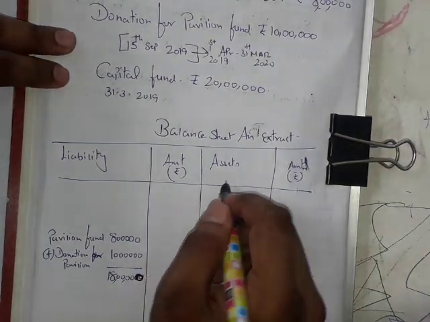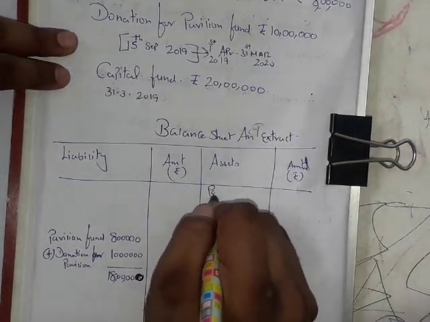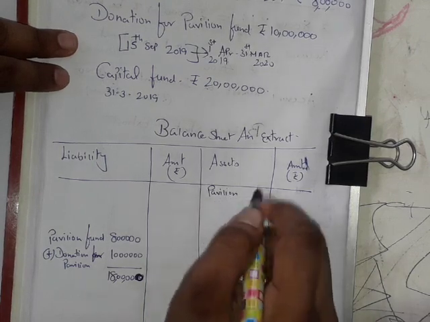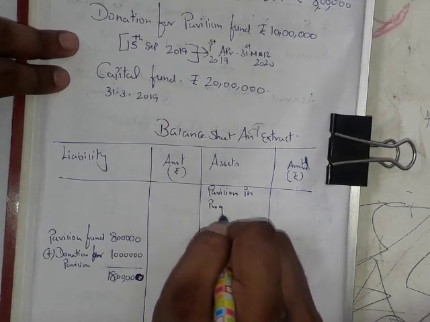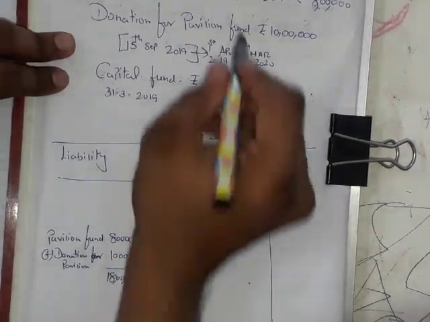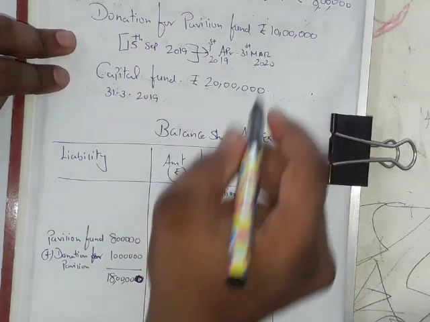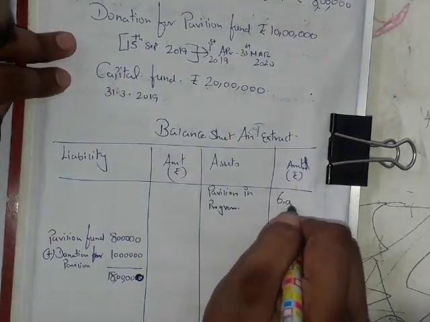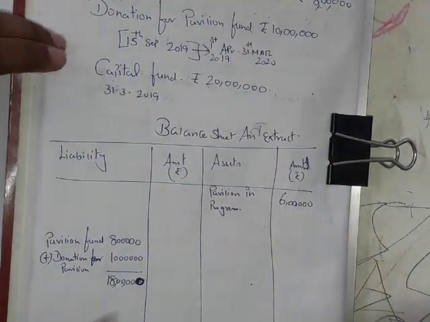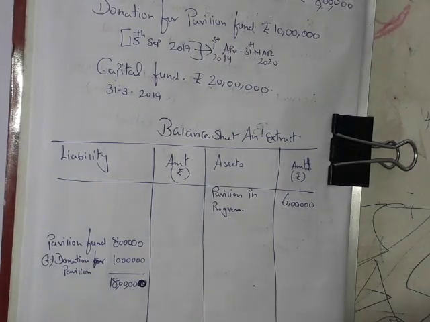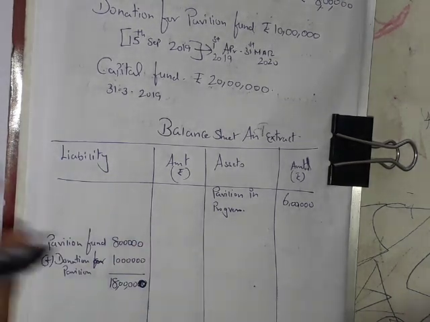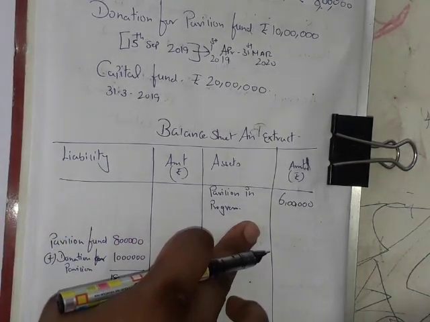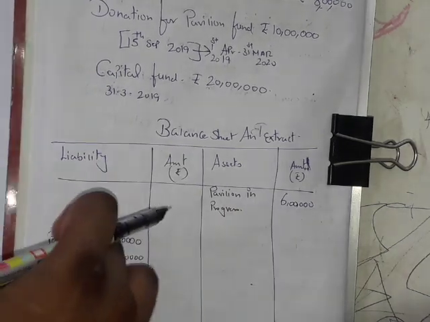So I will show on my asset side as pavilion in progress. What is the value of the pavilion in progress? So far completed is 6 lakhs. Now as I already told you, the accounting equation which has a connectivity with your balance sheet: assets are equal to your liabilities plus capital.